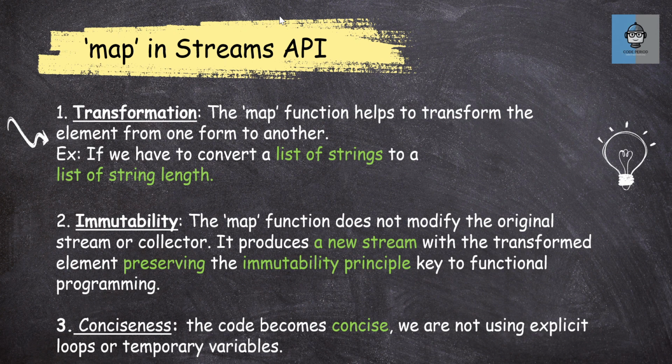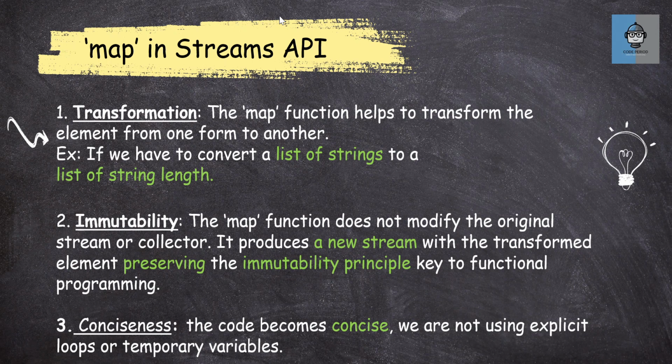As in the program, we saw that we are converting one element into its square. So we are changing the form of it. So similarly, if we have a question where we have to convert a list of strings into the list of the strings' length, we know that map will come into the picture and it will be of great help, right?